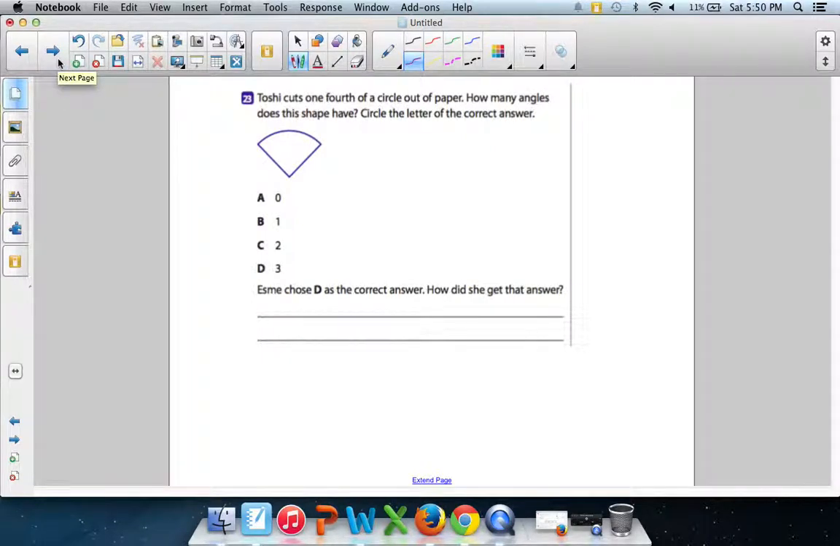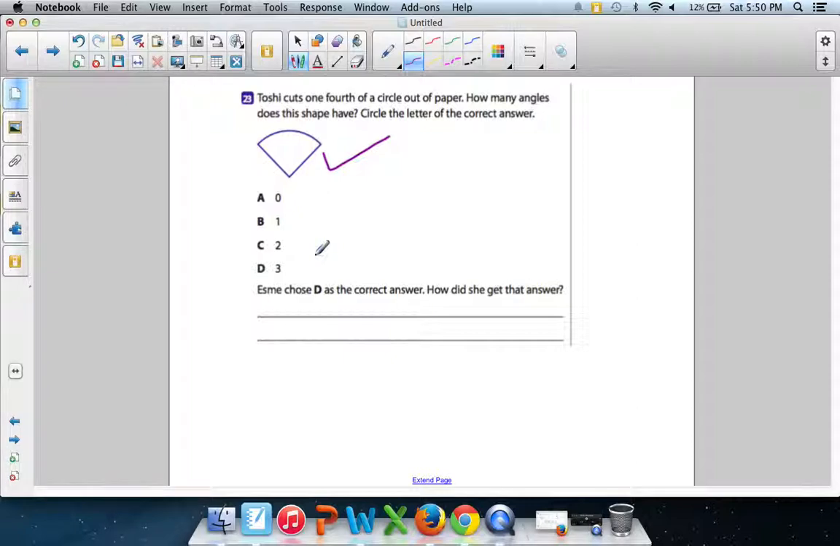Toshi cuts 1/4 of a circle out of a paper. I guess that's what this picture is right here. How many angles does this shape have? Circle the letter of the correct answer. Wow, man, they are messing with you today.